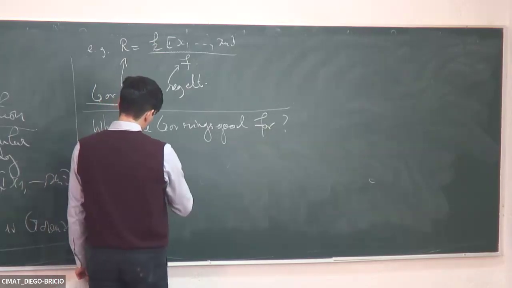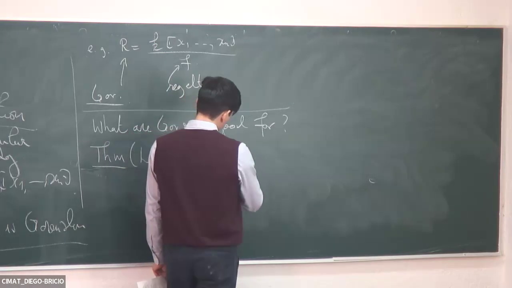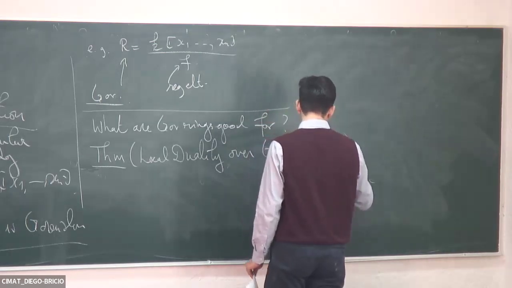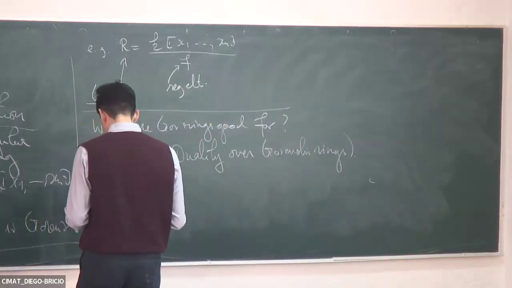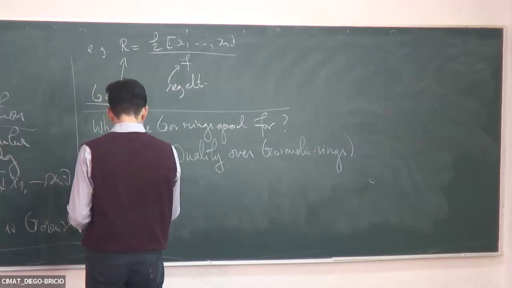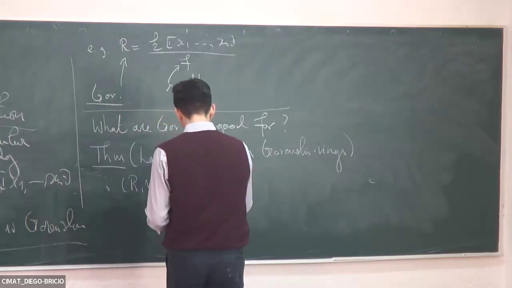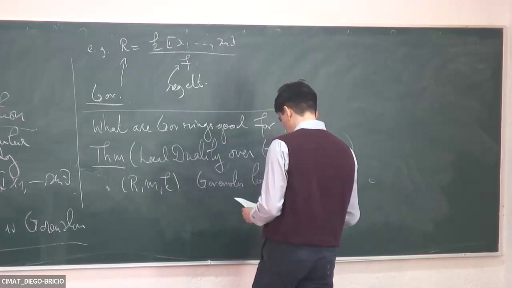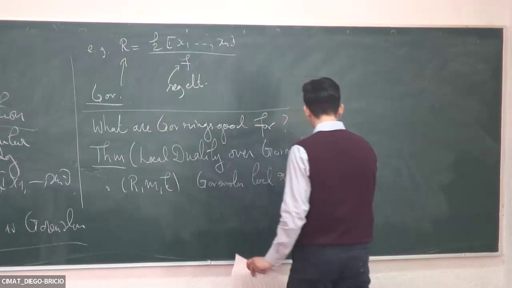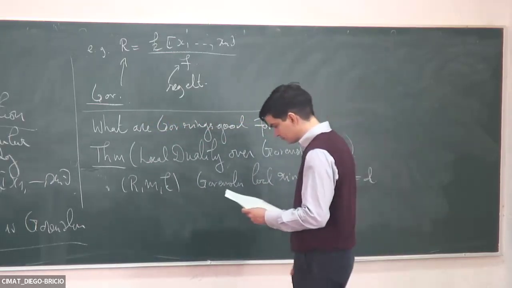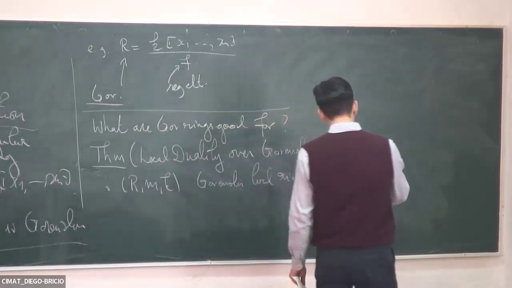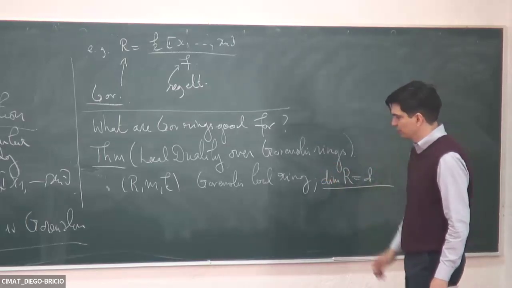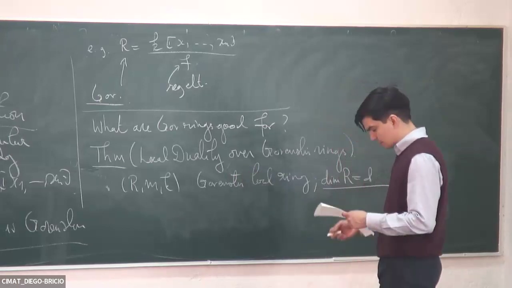Theorem, local duality over Gorenstein rings. So let me do the local case, local duality. So for this, let's take a local ring to be a Gorenstein local ring. Let's give it a dimension. Let's say that the dimension of R is D. It has to be finite dimensional for this to work. Oh, it is local, so it is Noetherian, so that's fine. Yeah, sorry. That's automatic because it is Noetherian.